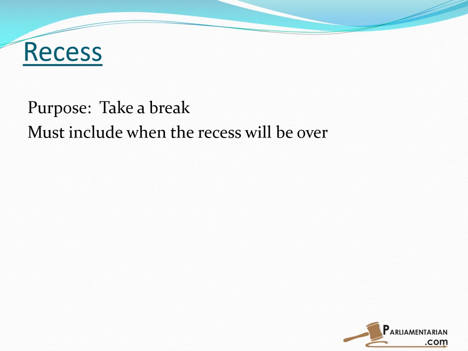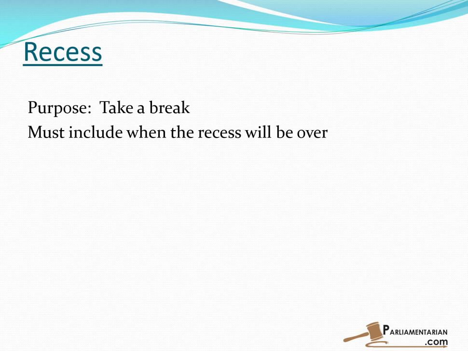The problem here is that someone makes a motion to recess, and then we vote on it, and now we're in recess, and how do we get back out of recess? The chair can't just say, okay, the recess is done, right? Because the assembly is the one in charge, and the assembly has said that we're going to recess. So you have to include when the recess will be done or how long it will last, some way that we know when it's going to be over.